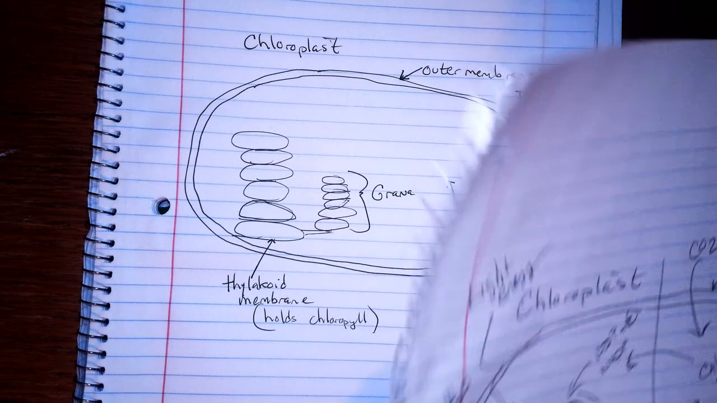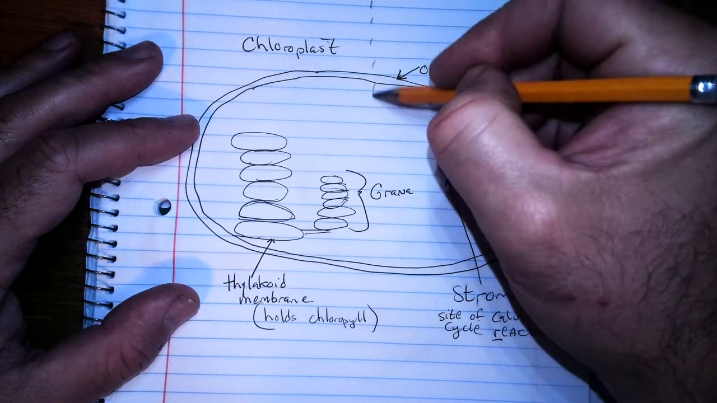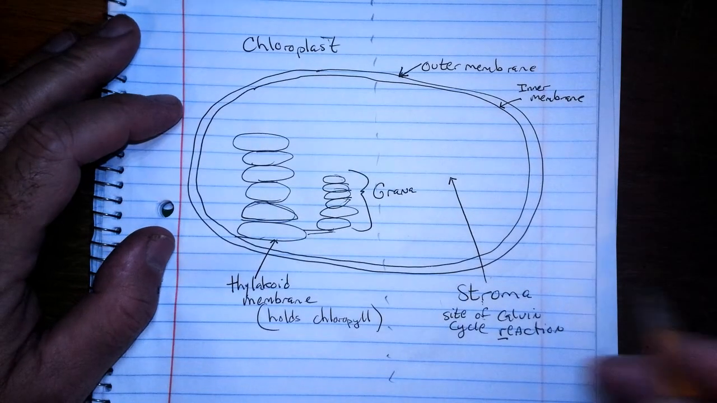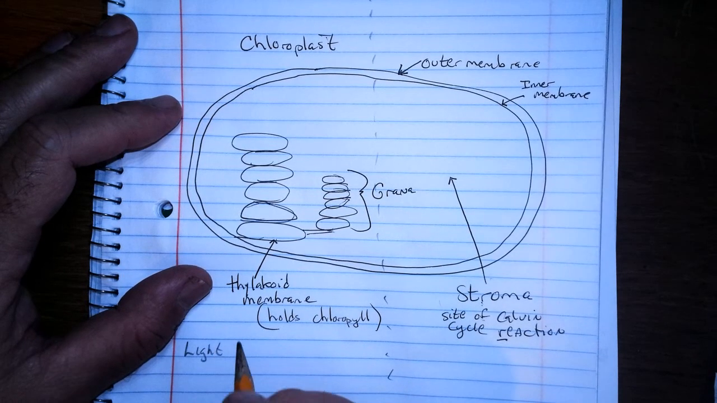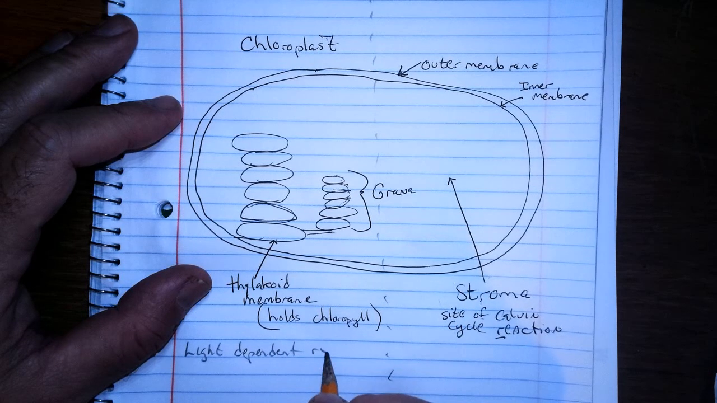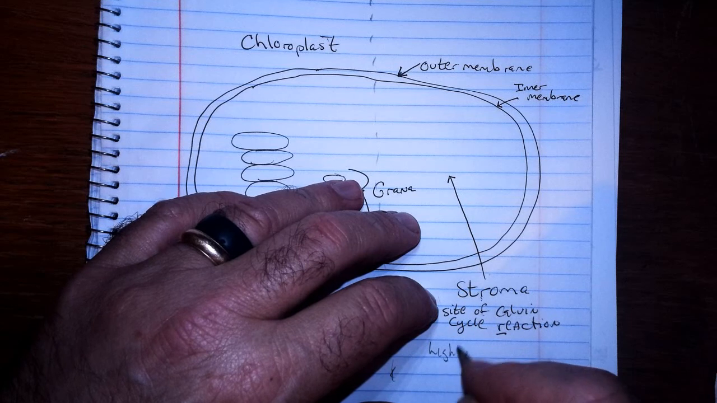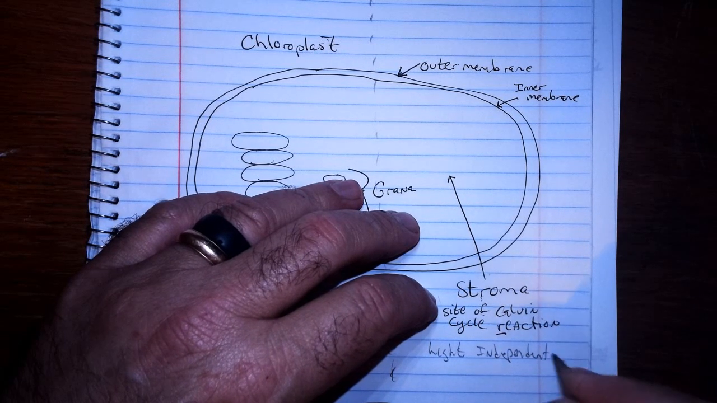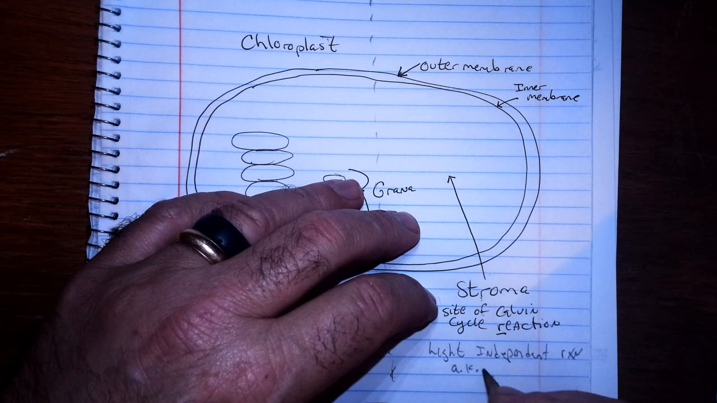And to show the light reaction, the light dependent and the light independent, I'm just going to cut this in half. And I'm going to focus the light reaction over here. So this will be the light dependent side. And on this side, I'll do the light independent reaction. So this is also known as the Calvin cycle.